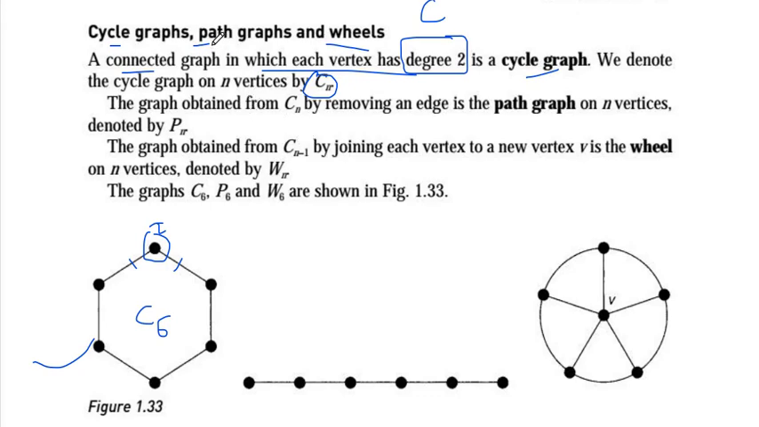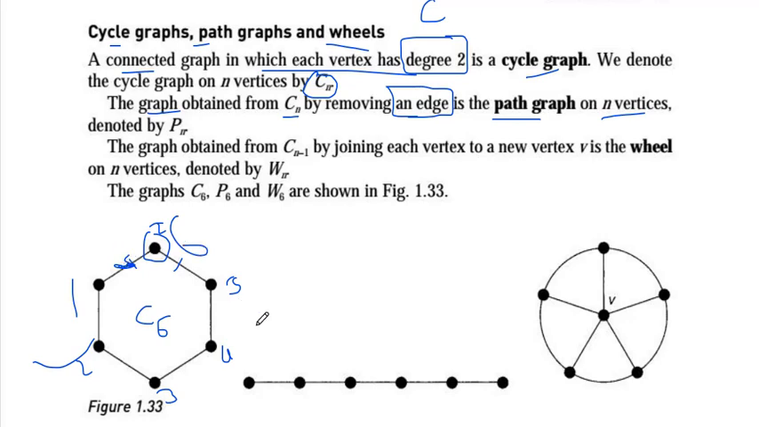Now a path graph means the graph obtained from the cycle graph Cn by removing an edge. You have to remove one edge, and that is the path graph on n vertices. It's a cycle graph but you have to remove one edge. Let's say I have removed this edge, and I will keep the same figure, with vertices named 1 2 3 4 5 and 6.